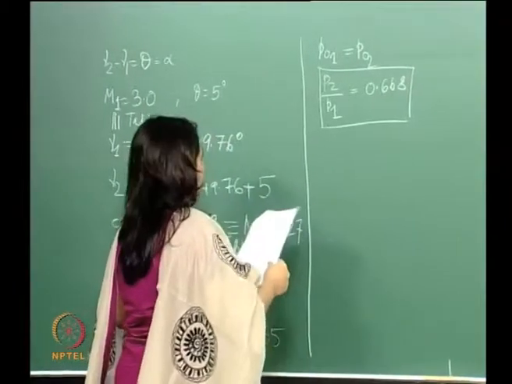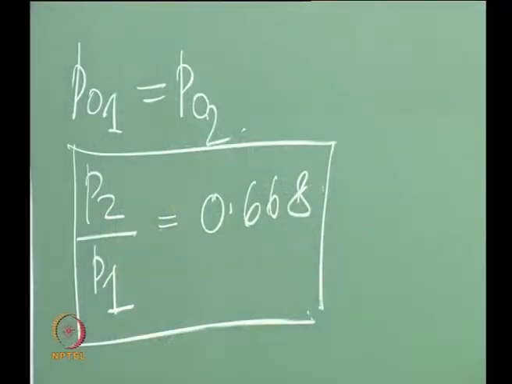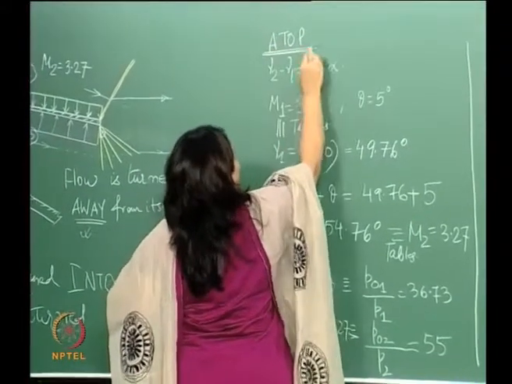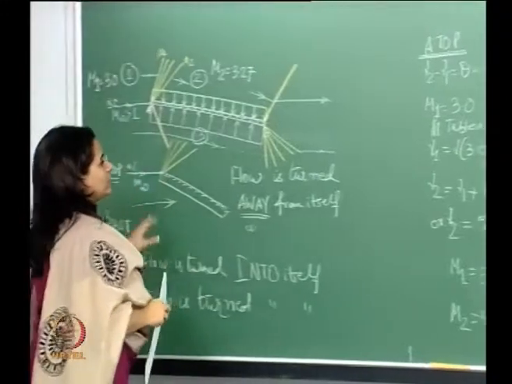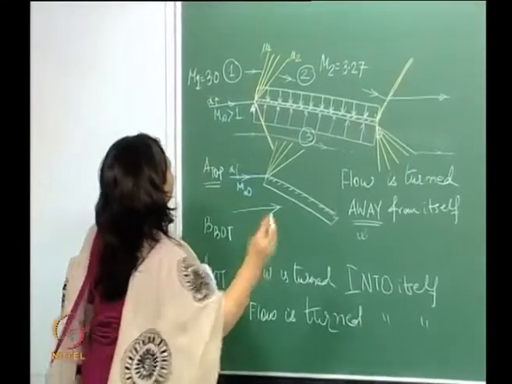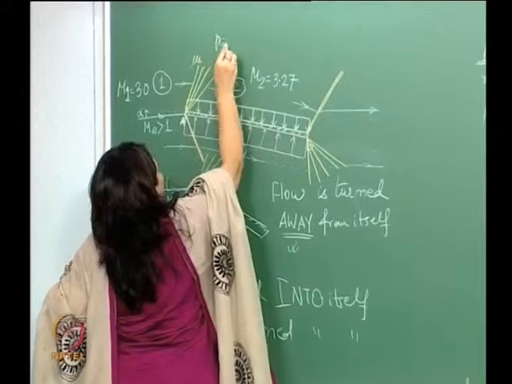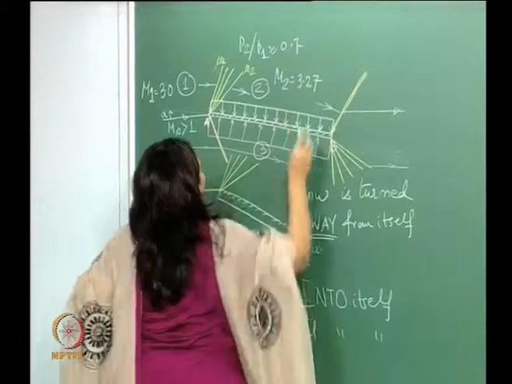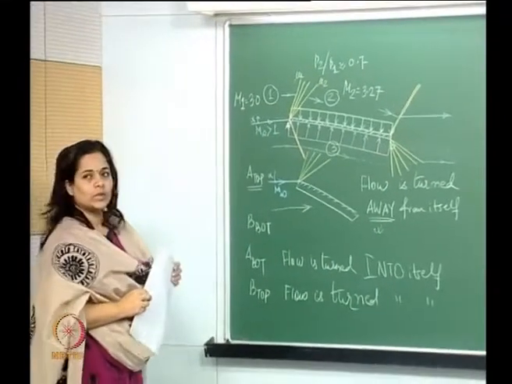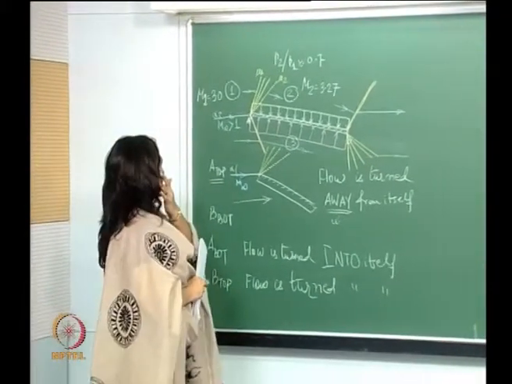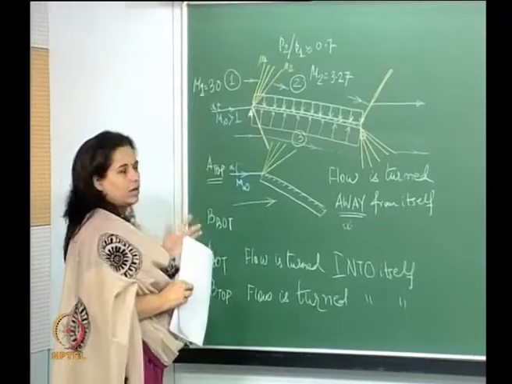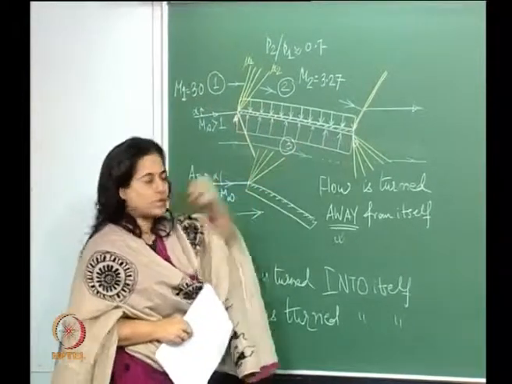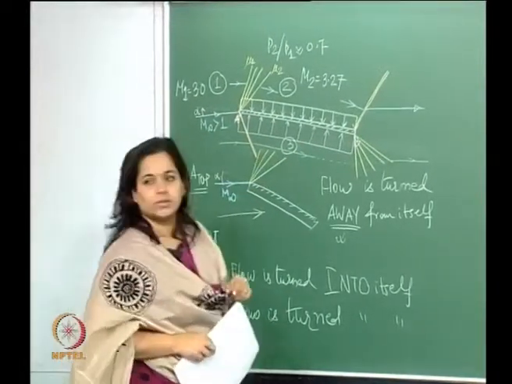0.7. Okay. Now, all of this that we did, all these calculations that we did. So, now what we have found out is P2 by P1 is nearly 0.7. Okay. So, this is the relation between the pressures. Now, so this was the expansion fan. Now, let us go and look at the bottom surface.